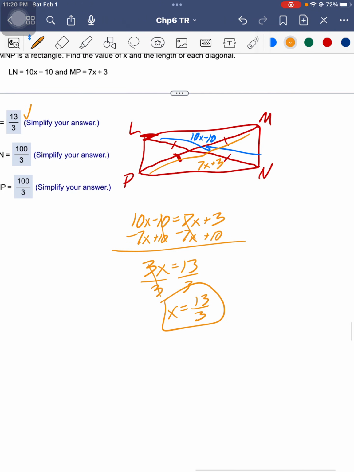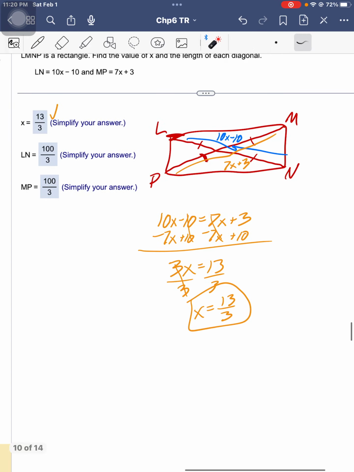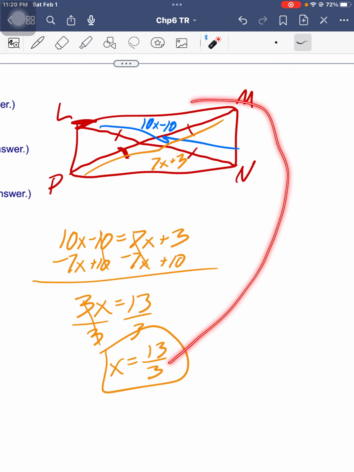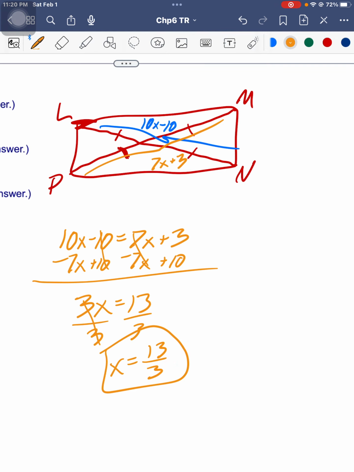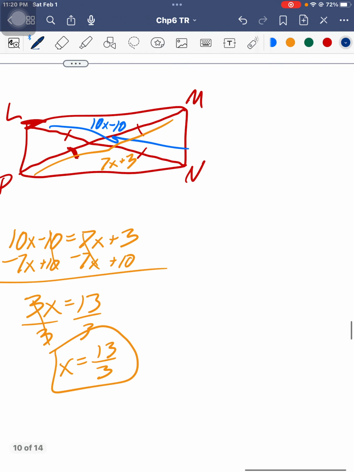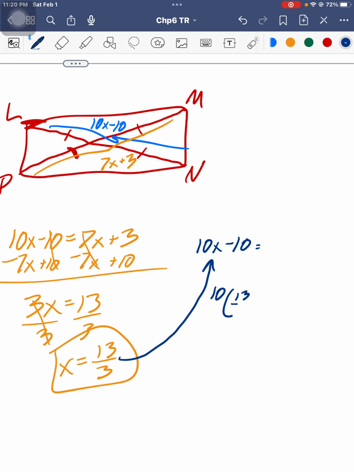And now we're gonna have to plug this back into just one of them. Why only one of them? Because I know that LN and MP are what? Congruent. So let's just plug it into one of them. It's probably gonna be easier with tens for some reason. I just have a feeling. So let's do that. So 10x minus 10. So that equals what? Well, I have to plug it in. I have to plug in this first. So 10 times 13 over 3 minus 10.